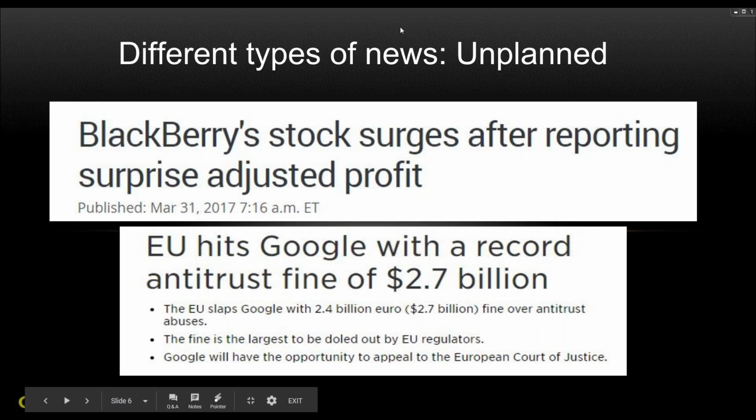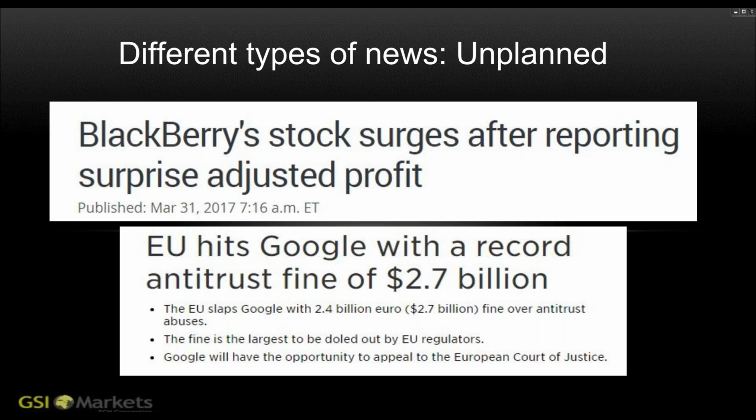Another type is unplanned, okay? Sometimes there's a report that comes out, a trial finishes, and some kind of judgment is made. We're going to look at the second one, EU hits Google with a record antitrust fine. But the first one, for example, is just about something that's come out, and it's going to affect that stock. It may even affect others related to it if they have similar technical or logistical issues, okay?